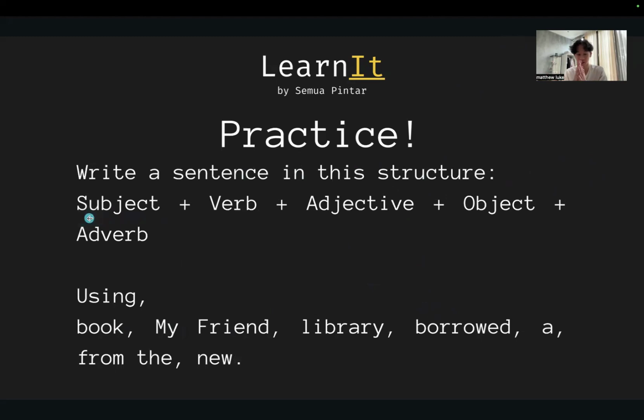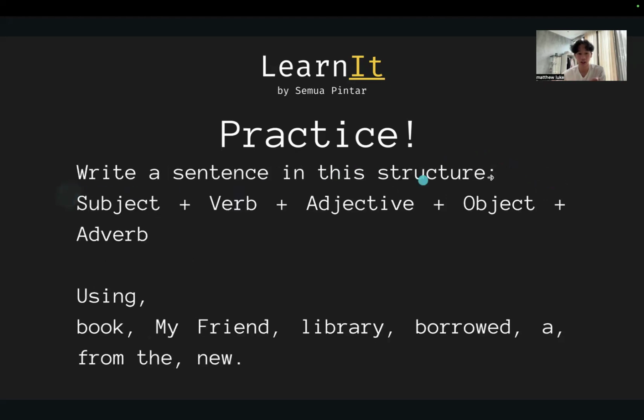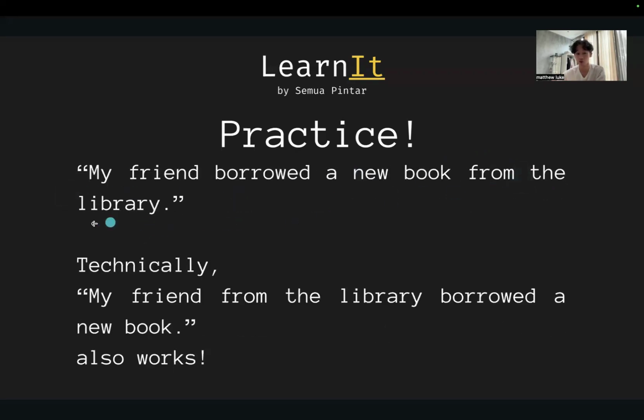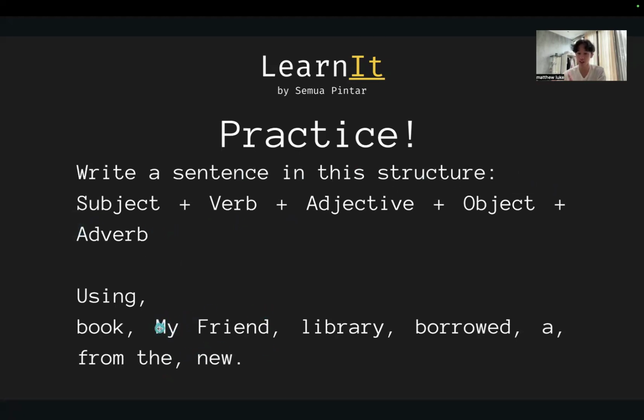Can we go back over here? Okay. Let's break down the answer for this. So looking at the answer over here, it is my friend borrowed a new book from the library. If we look at the word list over here, my friend automatically acts as the subject because it's the only one capitalized, right? Next, we were looking for a verb, an action. That would be borrowed, which is the only action on this list.